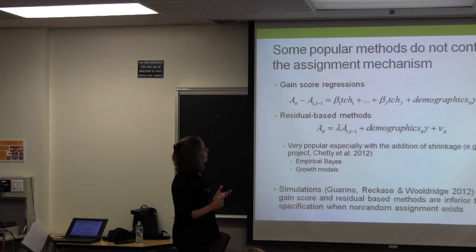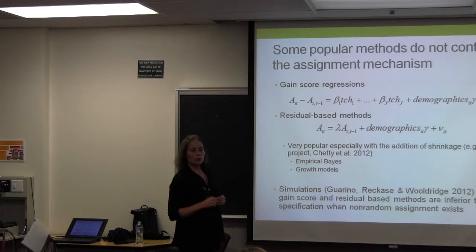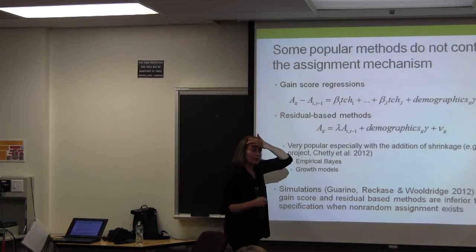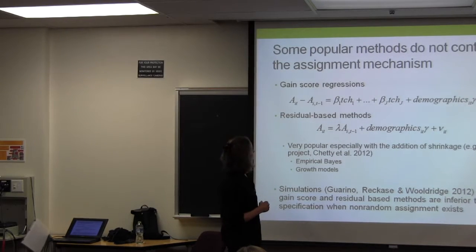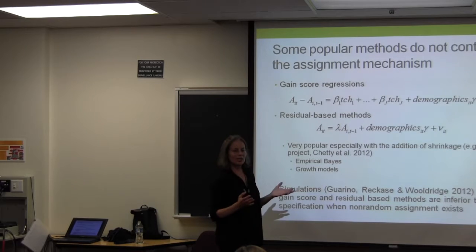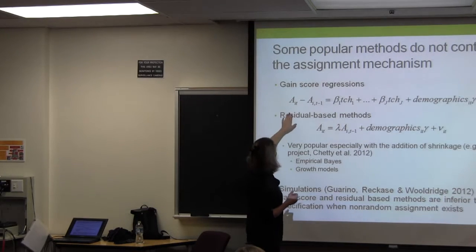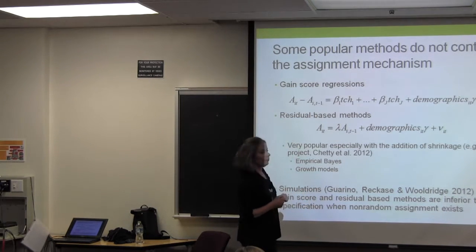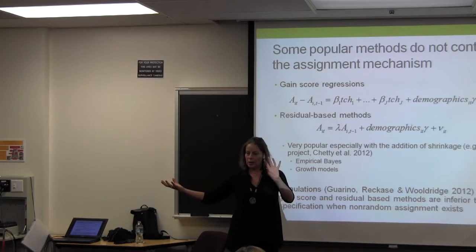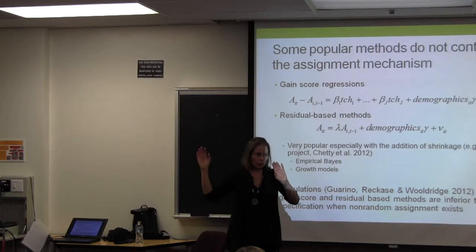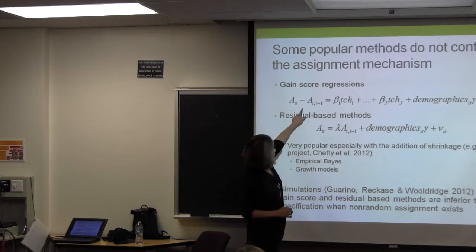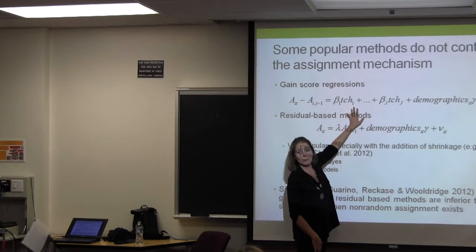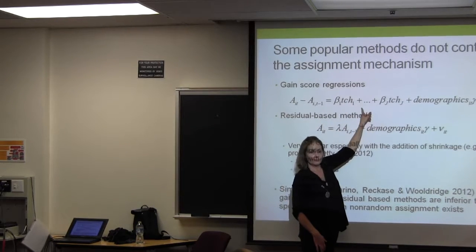Interestingly enough, there are some popular methods that don't control for the assignment mechanism. For example, a lot of people, although less so now, because some of us, not our team alone, but others, have been saying for 3 or 4 years not to do this. The gain score regressions were very popular. Instead of regressing current scores on prior scores, just assume that lambda is equal to 1, subtract it from both sides, and run this regression. You no longer have prior test scores on the right-hand side, so you're no longer partialing it out of these betas.